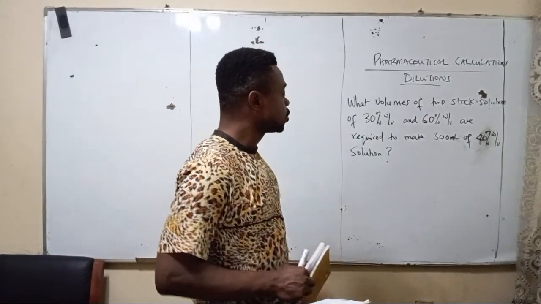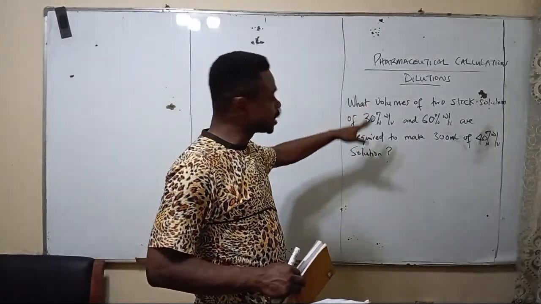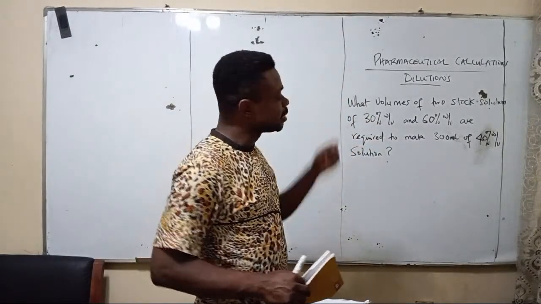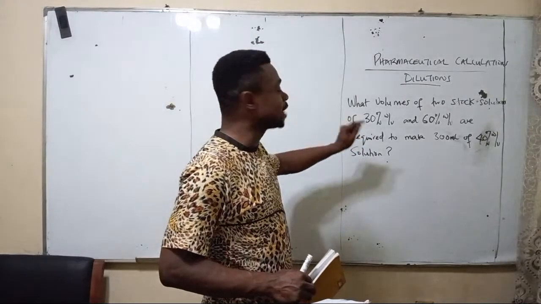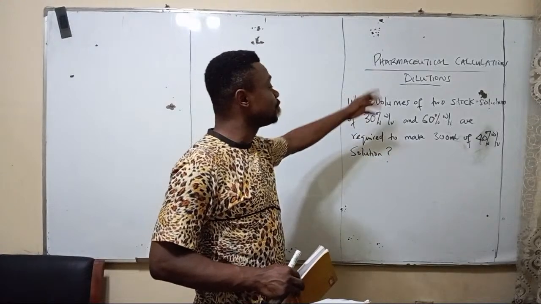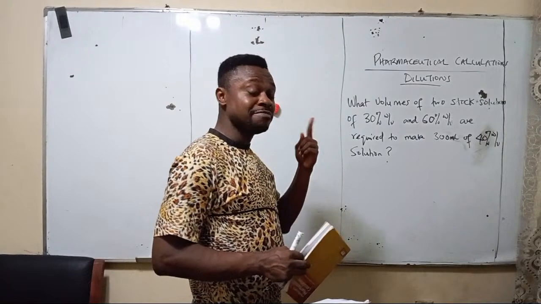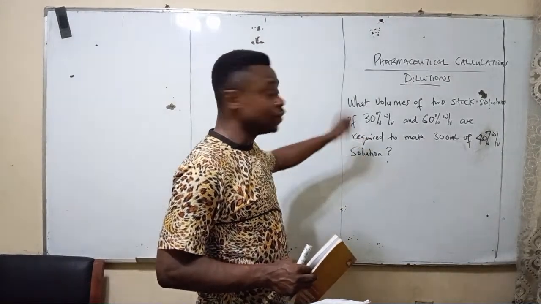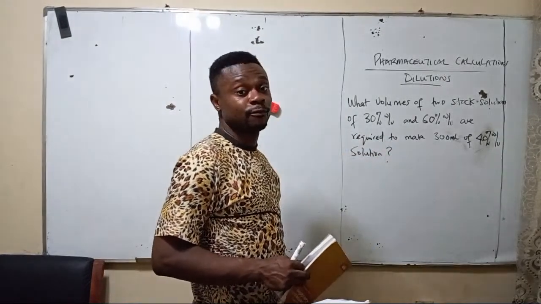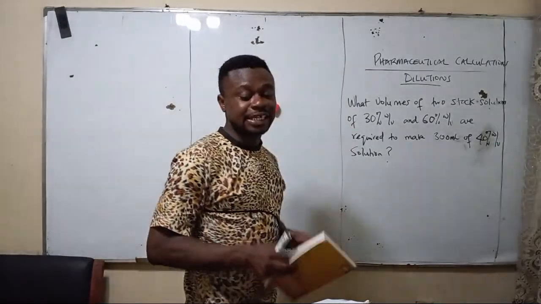So to be able to achieve this, we look at alligations. We have alligation medial and alligation alternate. Specifically, we need alligation alternate because in alligation alternate, you don't know the volume or the proportion of the volume of the two solutions to combine to produce the third solution. But in medial, you know the volumes, you know the concentration, but you don't know the concentration of the final solution you want to produce. So here now we need alligation alternate.